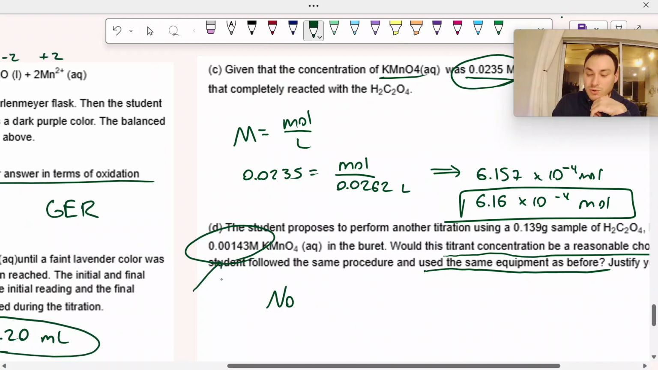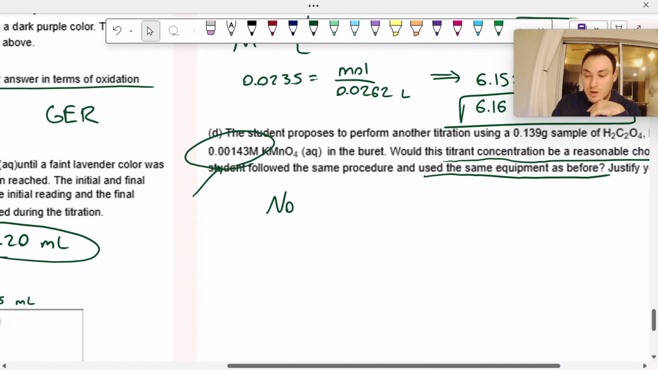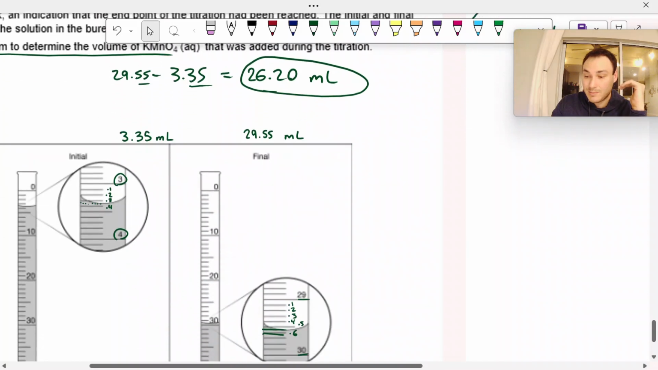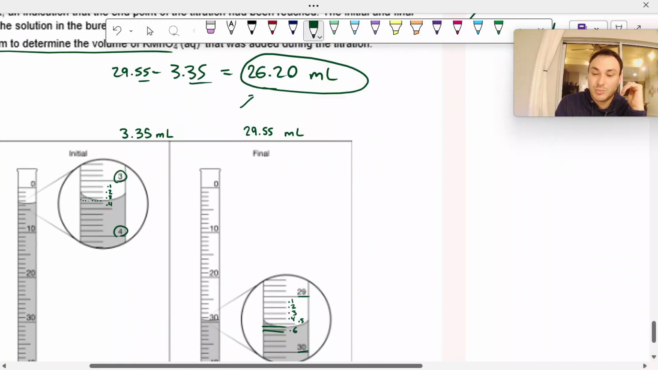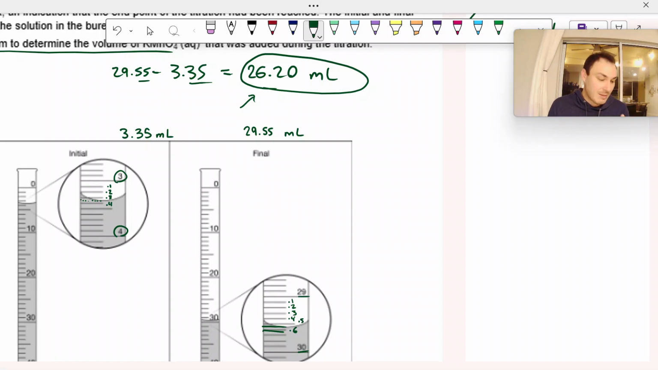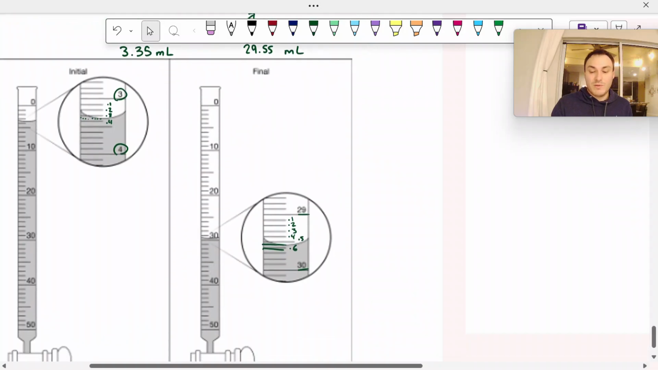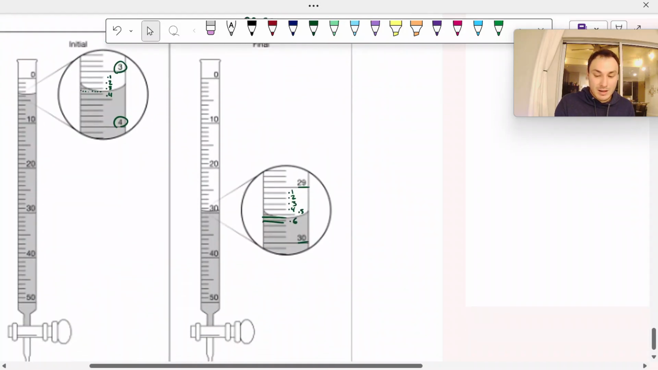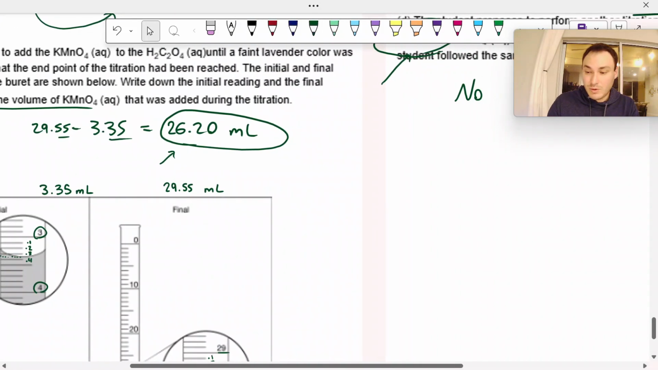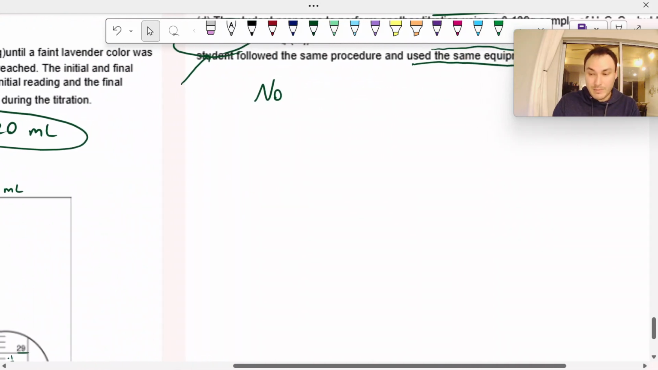That is way too small of a concentration of titrant. When we had a concentration that was 16 times higher, we used 26.20 milliliters. If we put something that's 16 times lower, we're going to have to use 16 times as much titrant to get to equivalence point. That's already too much, because we've already exceeded the capacity of this burette. This burette's capacity is 50 milliliters. So this is a question where we can absolutely justify mathematically.